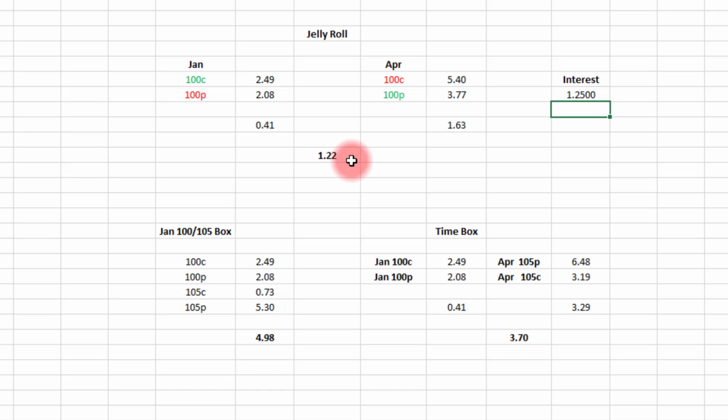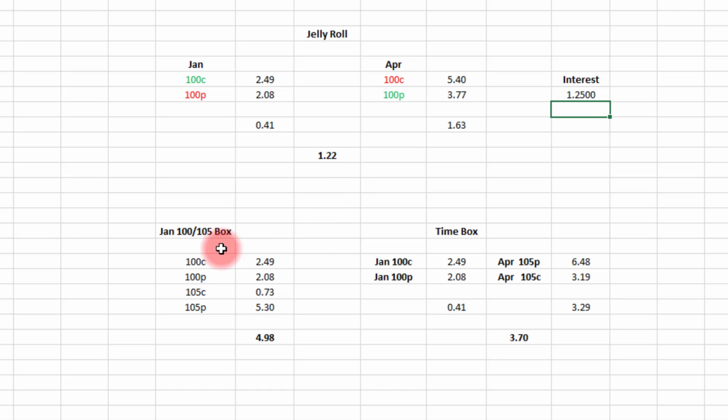Now the reason it's not lining up exactly is that there's a little wrinkle in the way the Black-Scholes models calculate interest, but you can see it's pretty close. So again, the reason that you would be receiving a $1.22 credit for this position is that's really all the damage that's being done. That's what you're missing out on, the interest, by having to execute this strategy. So the jelly roll is just accounting for the lost interest.